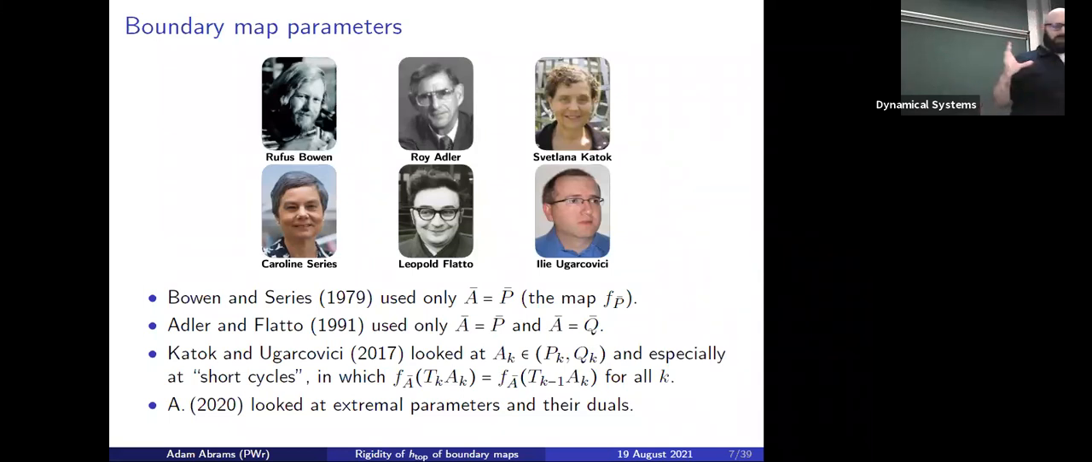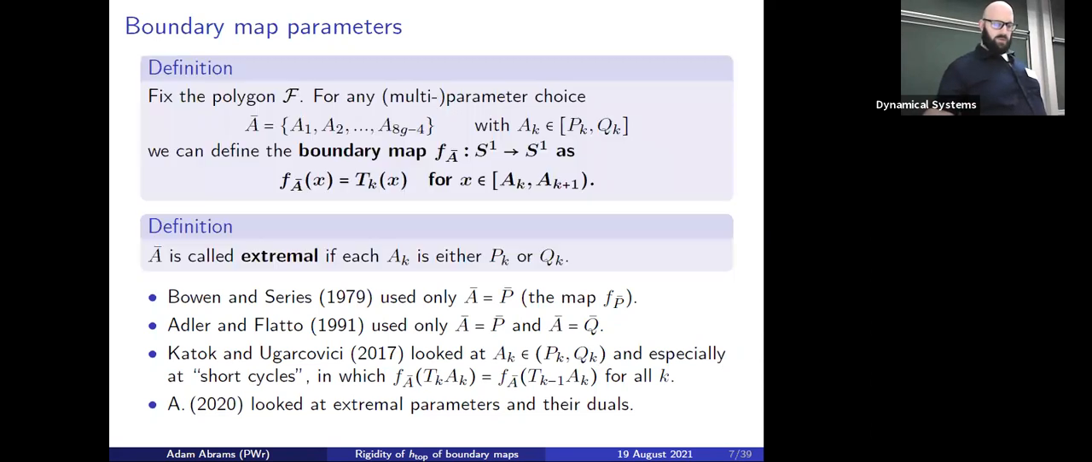And then as sort of a side project to that, I ended up writing a paper about these extremal parameters, which I'll put the definition back. So an extremal parameter is one where each parameter A is either p_k or q_k. So that includes the original Bowen-Series boundary map, and the backwards one are examples of extremal parameters in this family.